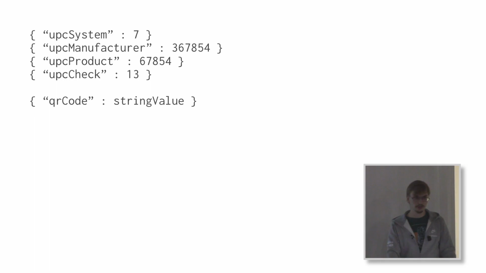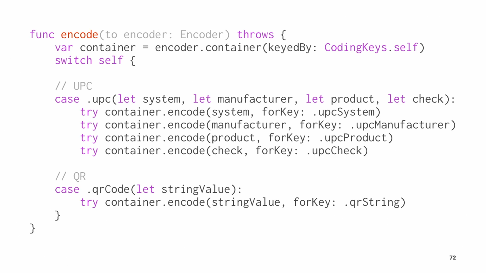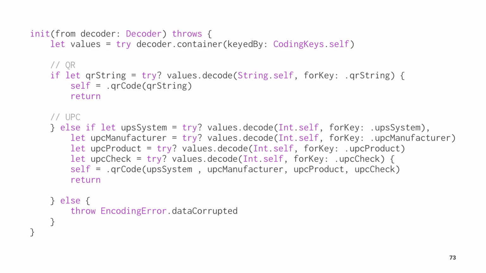When we encode the data, we just grab all the associated values for the case and store them with the corresponding keys. But when we decode the data, we actually check some key for each enum case, and when we find the key, we know exactly which case we are going to deserialize. At that point, we retrieve the rest of the keys, and we create and return the enum.